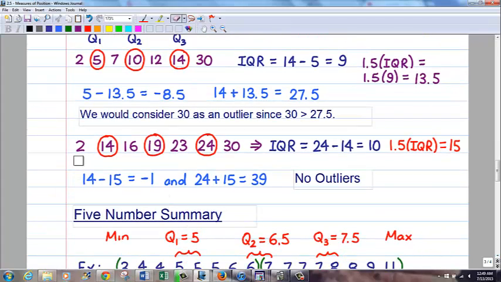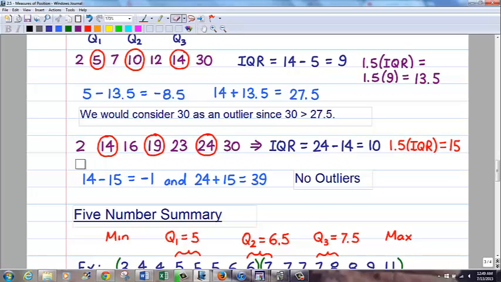Once again, the 30 is probably obvious. It wouldn't be an outlier, but 2 maybe. Here the IQR is 24 minus 14, which is 10. 1.5 times that IQR is 15. 14 minus 15 is -1. 24 plus 15 is 39. So anything outside the boundaries of -1 to 39 would be outliers.